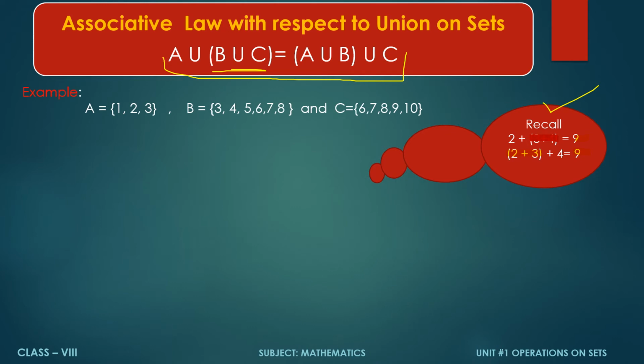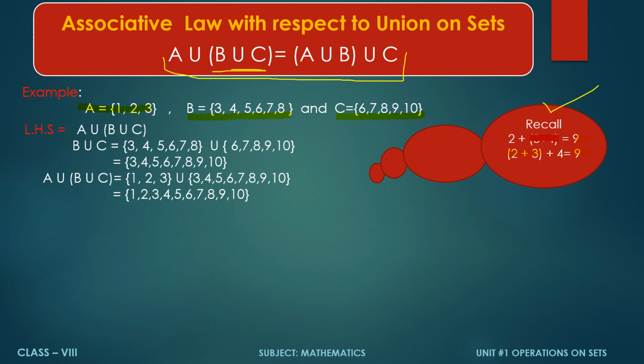Now we check for the union on sets. Consider an example. There are given 3 sets: A having elements 1, 2, 3, B having elements 3, 4, 5, 6, 7 and 8, and C has 6, 7, 8, 9 and 10 as its elements. First we solve the left hand side of the associative law, that is A union (B union C). As I said earlier, we solve the bracket part first, B union C.